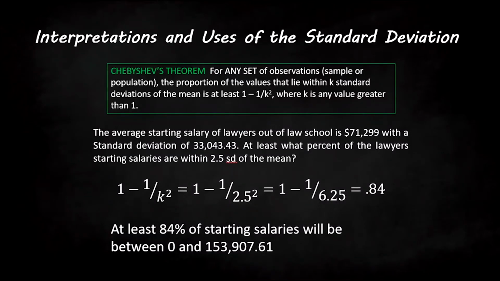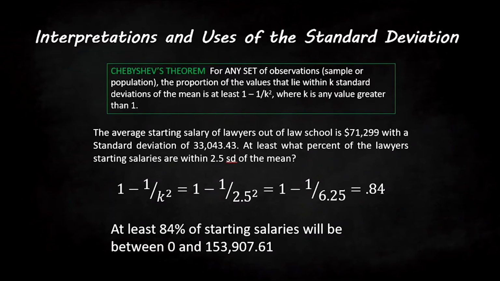I am going to look at this information and I want to know how many observations are within this range of values, or what percent or what proportion of observations are within this range of values. And so I've got a situation right here. I've got Chebyshev's theorem. Chebyshev's theorem basically says for any set of observations, sample or population, the proportion of the values that lies within k standard deviations of the mean is at least 1 minus 1 over k squared, where k is any value greater than 1.